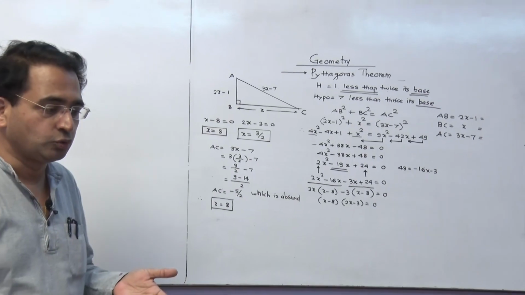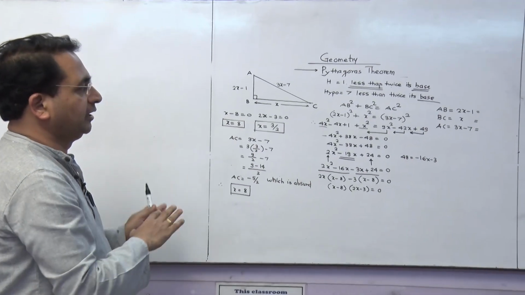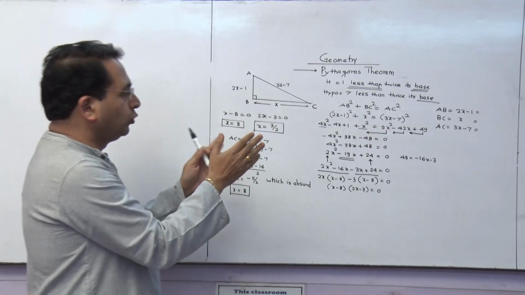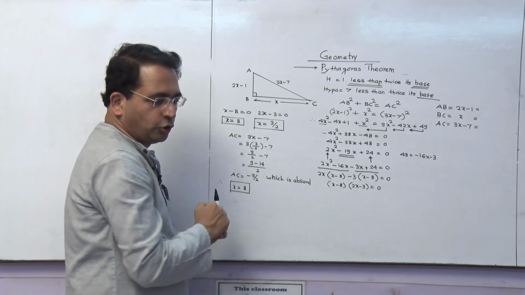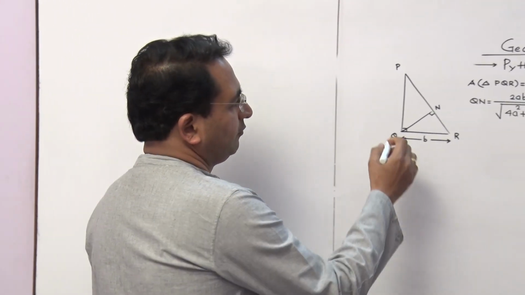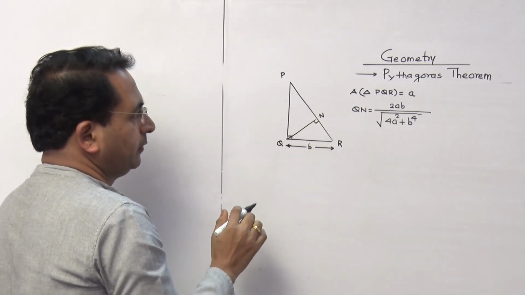They will ask you the values of the sides of a triangle. That you can do only if you get the proper value of x. Is it clear to you? See here, we will take one more difficult sum on the basis of this same chapter.